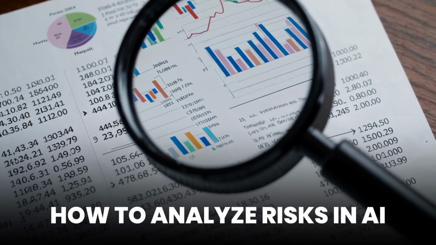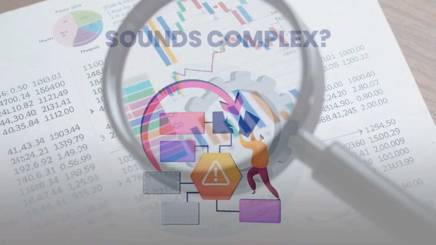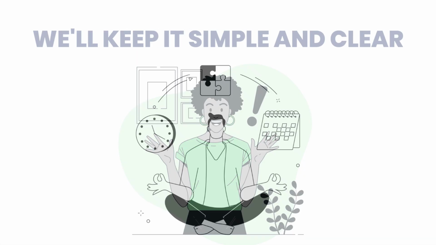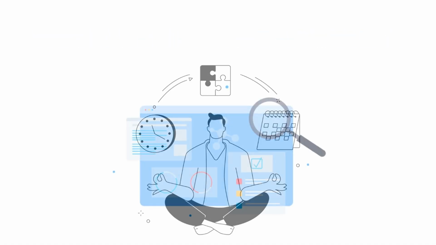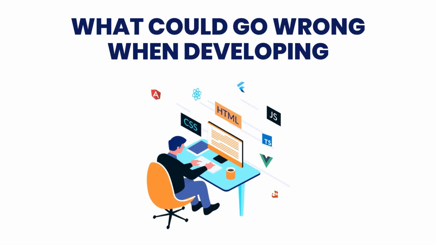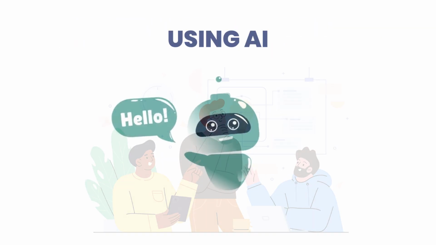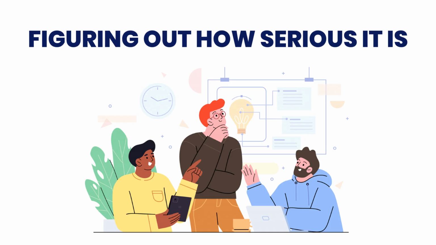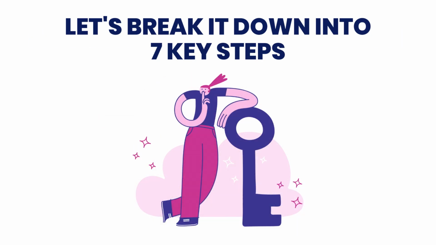Today we're talking about how to analyze risks in AI. Sounds complex? Don't worry, we'll keep it simple and clear. So, what is risk analysis? It's the process of finding out what could go wrong when developing or using AI and figuring out how serious it is. Let's break it down into 7 key steps.